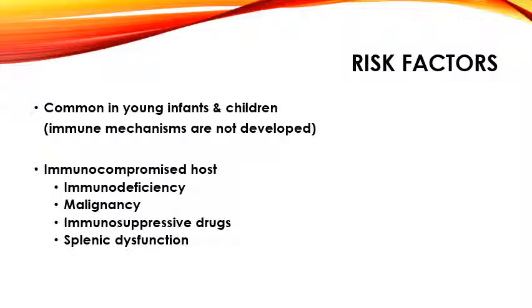Malignancy, immunosuppressive drugs. Here you can see in malignancy and immunosuppressive drugs, say for example in chemotherapy, we have defect in T lymphocyte function and therefore these hosts are immunocompromised and they are very prone for developing bacterial meningitis. Splenic dysfunction. In splenic dysfunction, very commonly we see is sickle cell anemia patients. And the second one is asplenia, which can be either traumatic or congenital defect.